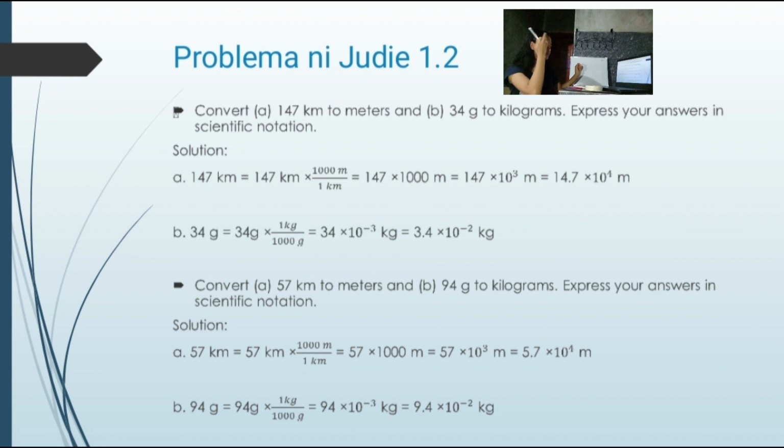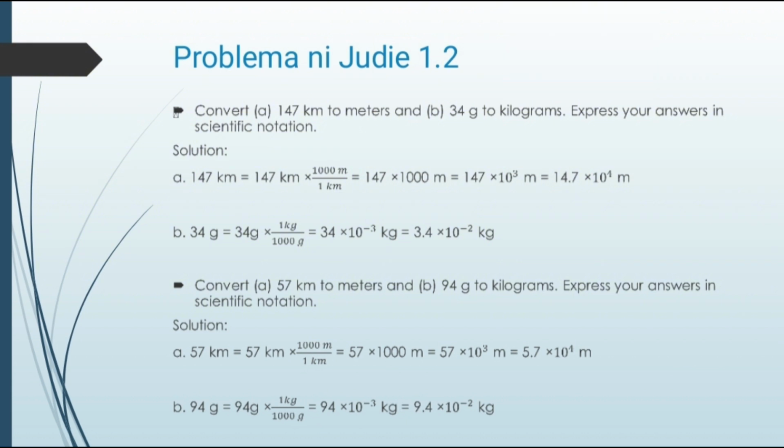Dito naman, problema ni Judy 1.2 ay magko-convert tayo, which is A. 147 km to meters and B. 34 grams to kilograms. Express your answers in scientific notation.